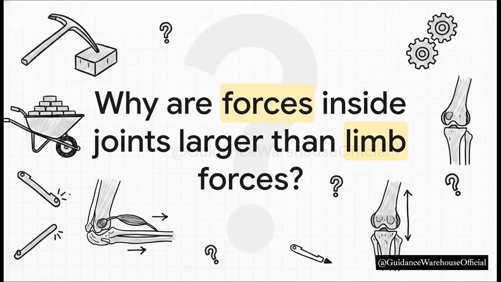Before we wrap up this explainer, I want to leave you with a fascinating question to ponder. We've talked a lot about crowbars and wheelbarrows, but what about your own physical body? Why are the forces acting inside your own joints, like your elbows and knees, several times larger than the forces your limbs exert on the outside world? Think about where your muscles attach to your bones relative to your joint pivots. Are your arms operating with a mechanical advantage of more than 1 or less than 1?